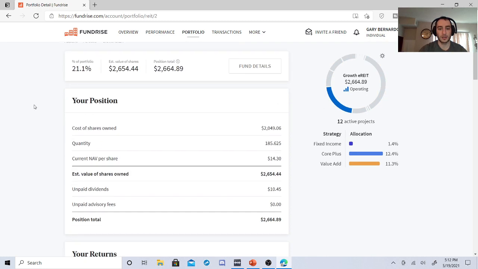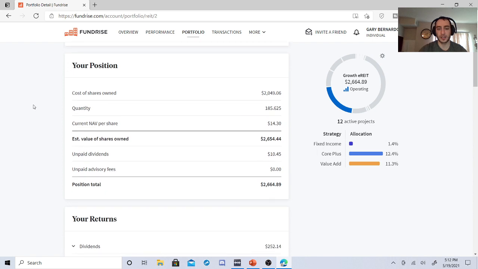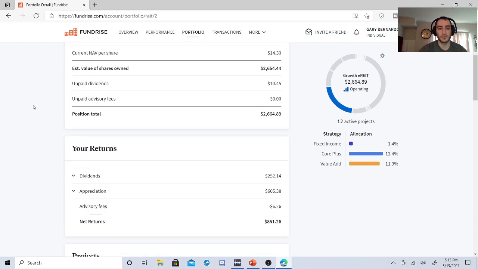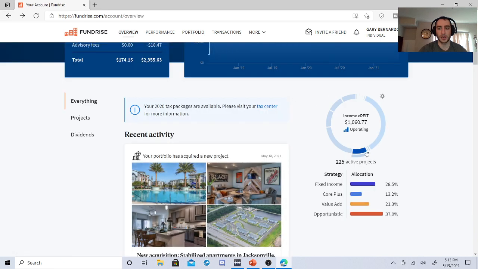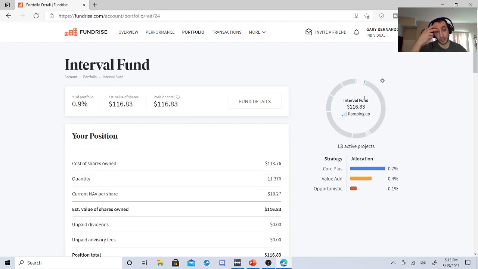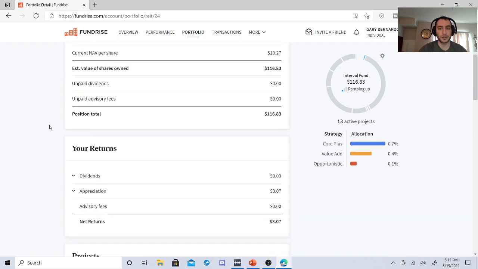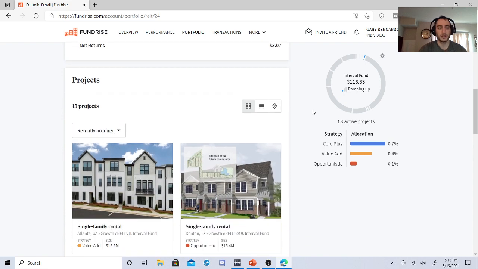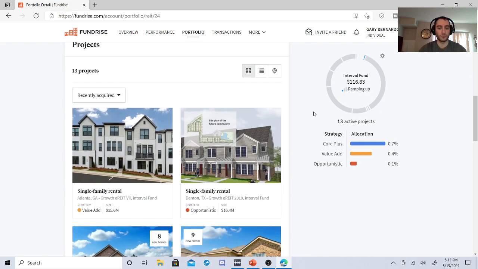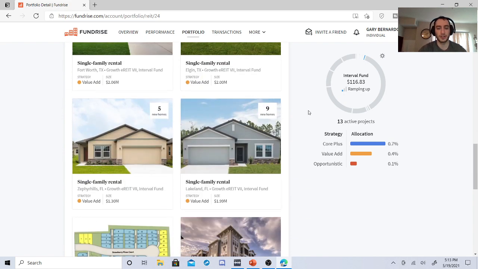So I have $10.45 in unpaid dividends. I'm getting some on appreciation. I'm getting a lot of stuff coming in from my portfolio. The interval fund is the one that's really interesting. I have all these shares. It's just starting to ramp up. These are mostly rental properties.